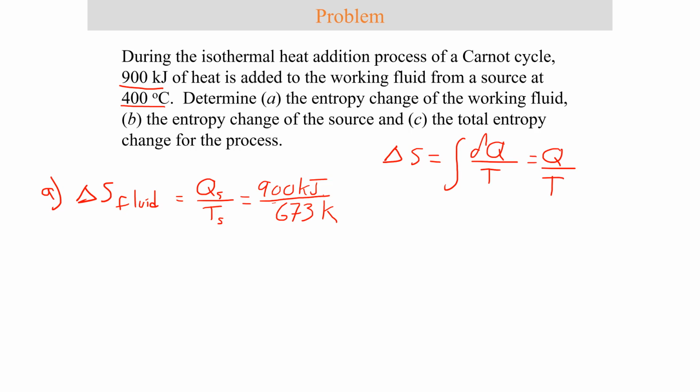So the source gives up 900 kilojoules of heat, which is absorbed by the fluid, and the source is at 673 Kelvin because in this case the temperature needs to be absolute.